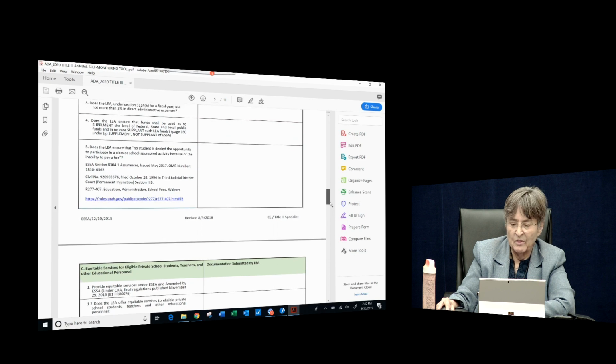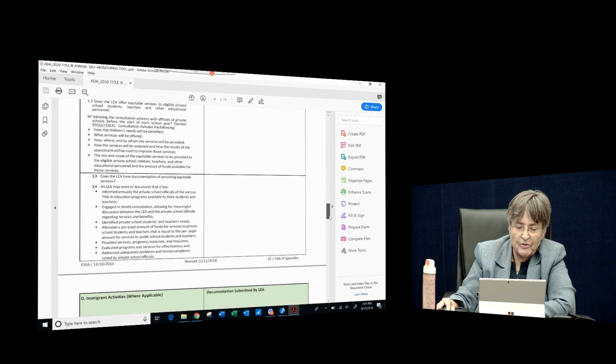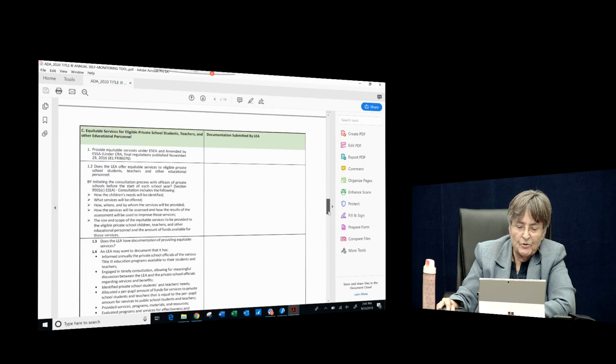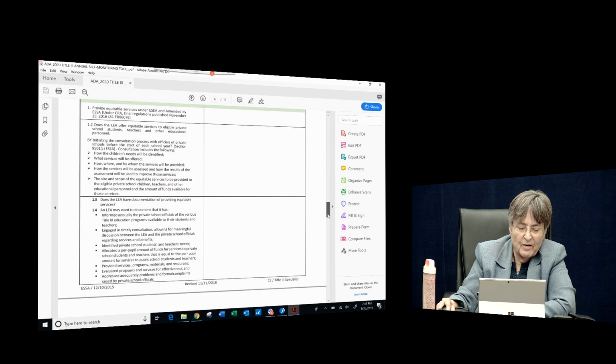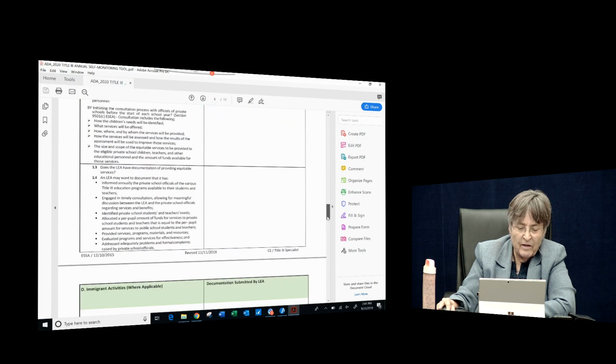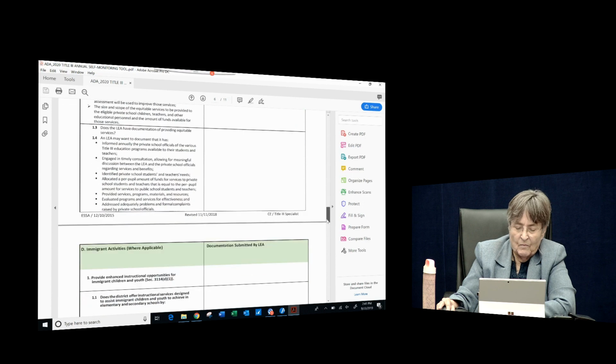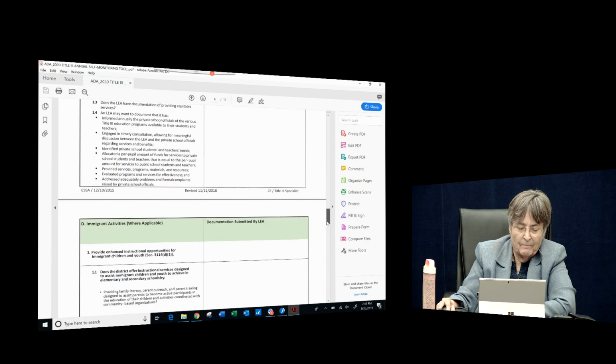The other one is supplement, not supplant. Title III funds just supplement the already state funding and other programs. So that means that you're braiding funds to support English learners with high quality instruction. And you have equitable services for English learners, private school students, teachers, and other educational personnel. You have an initial meeting with them and the documentation that allows that.